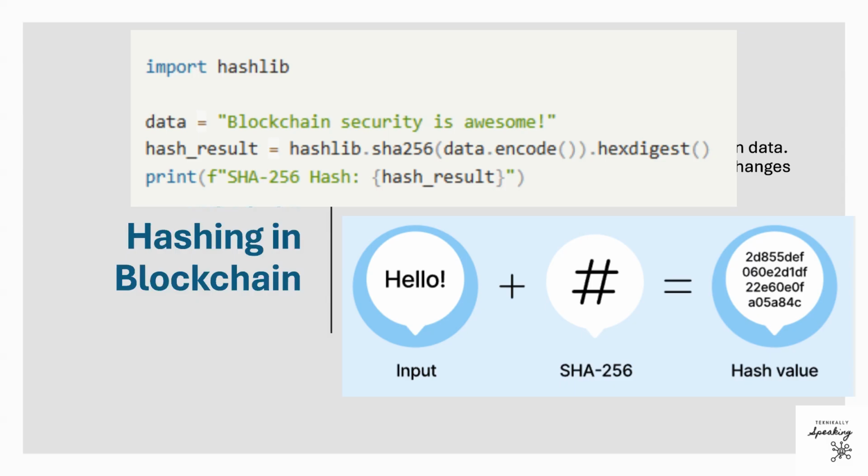The next line is actually hashing the data, where we apply the SHA-256 hash function to encode that data. As you can see, the hex digest right here just means that it's going to convert the hash object into a hexadecimal string. And then lastly, we're printing the result with a SHA-256 hash label. Once you run this code, you'll get something like this in the output. As you can see, we have SHA-256 hash and the actual hexadecimal hash.